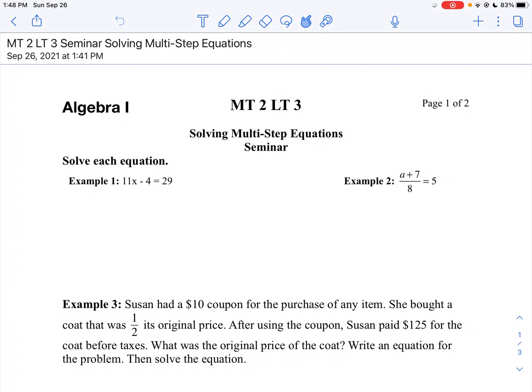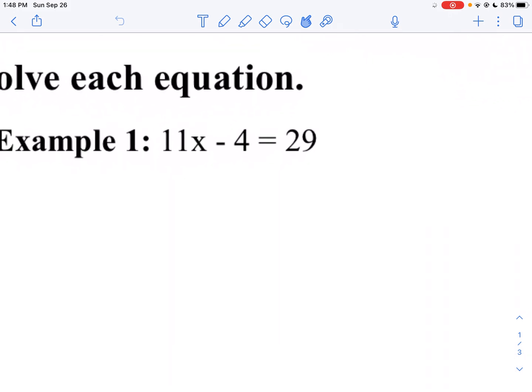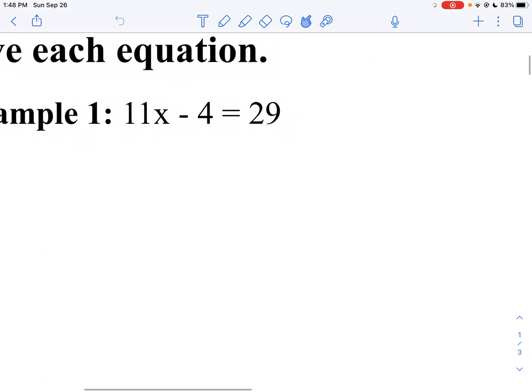Hello, in this lesson, I'm going to want you to solve equations involving more than one operation and solve equations involving consecutive integers. Some vocabulary words you're going to come across are multi-step equations, consecutive integers, and number theory. If we take a look at example one, you are expected to know how to do it already, but I'm going to review it for you in case you forgot.